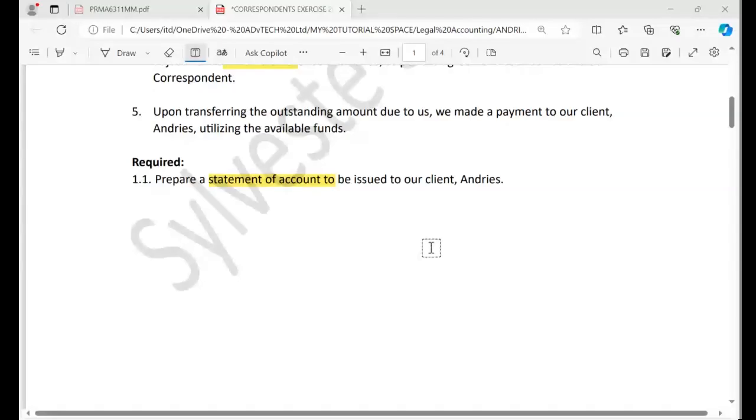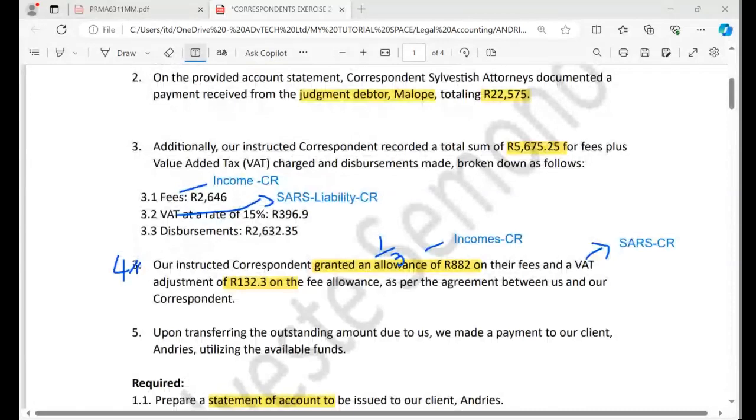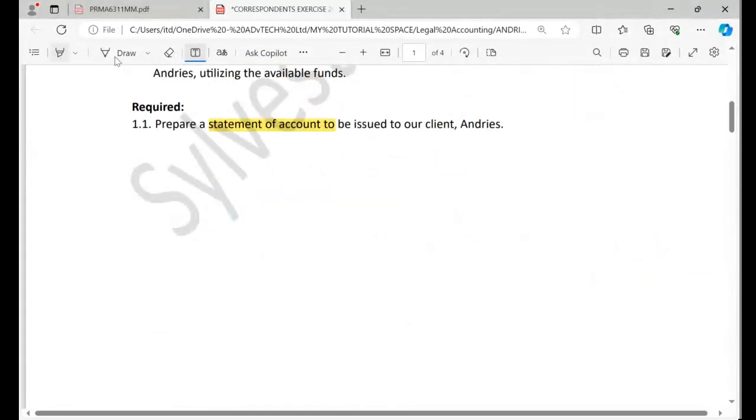How to prepare this account to be issued to our client. The statement will look like this.